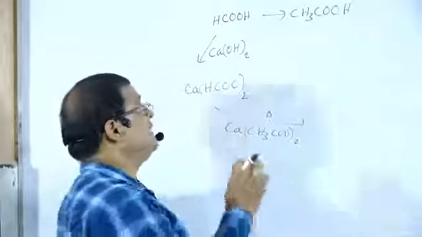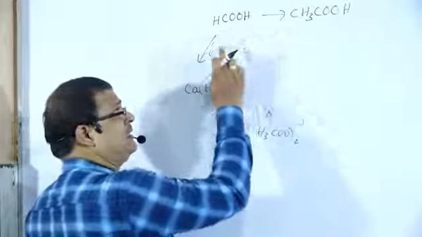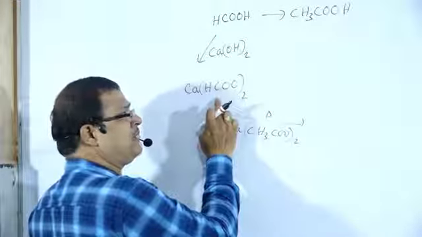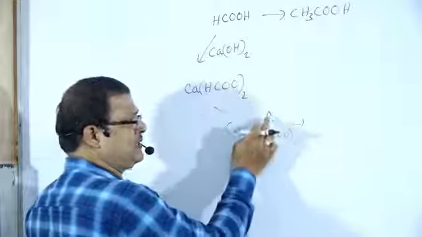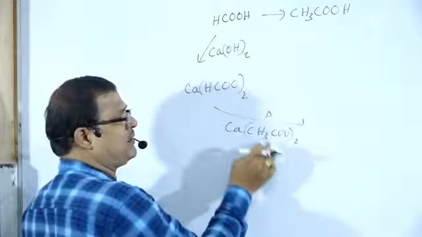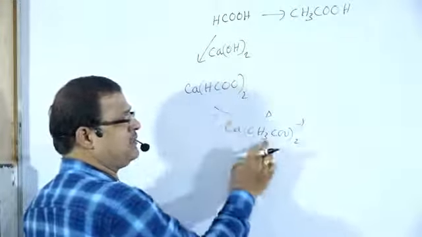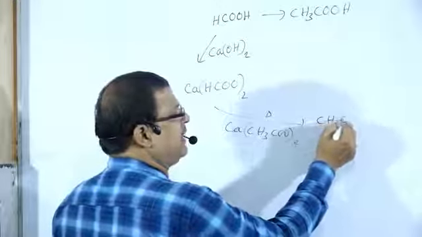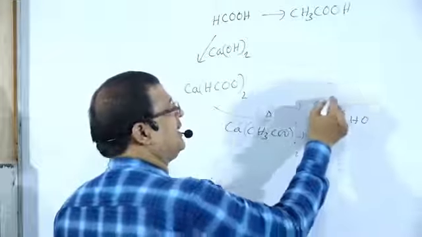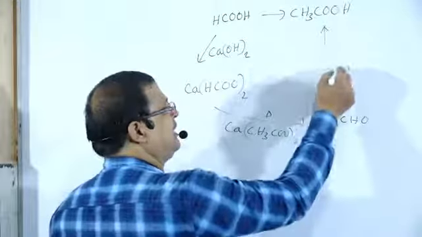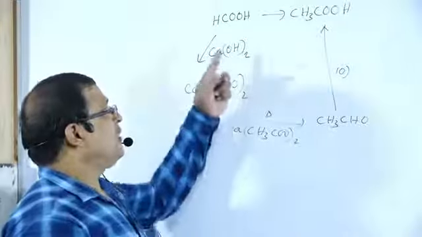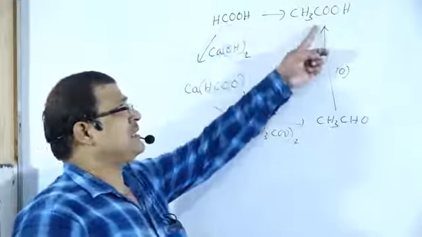So in this case, formic acid is treated with calcium hydroxide, and that is the formation of calcium formate. Calcium formate is heated with calcium acetate. What is the product? The organic product is acetaldehyde. So this acetaldehyde, an aldehyde, undergoes oxidation to form acids. So this is the conversion of formic acid to acetic acid.